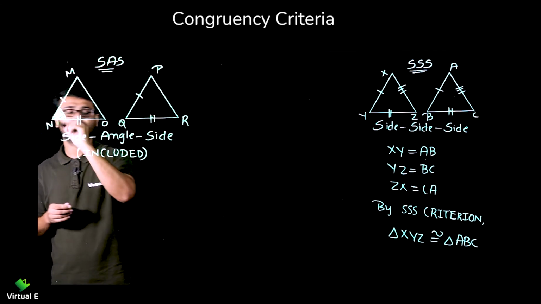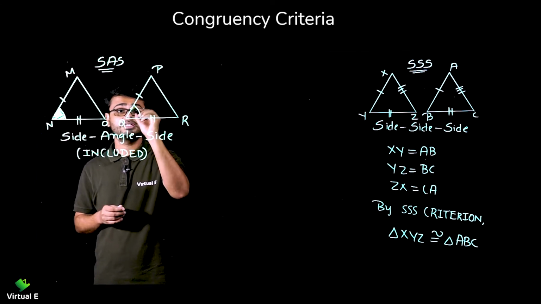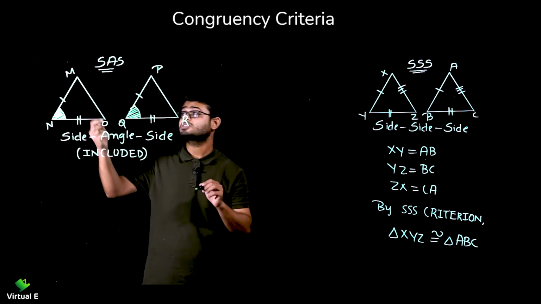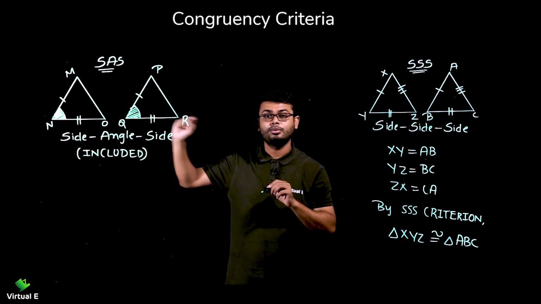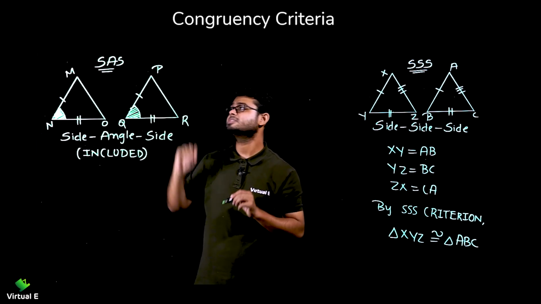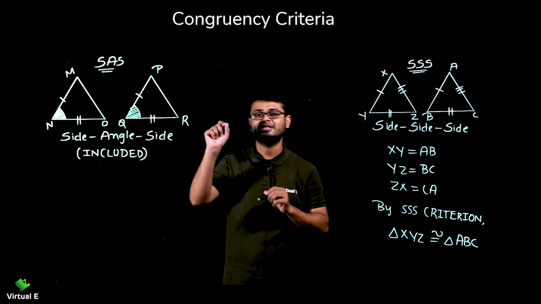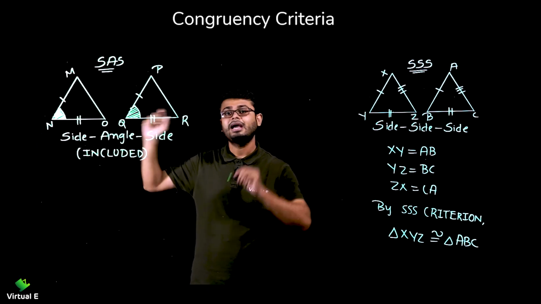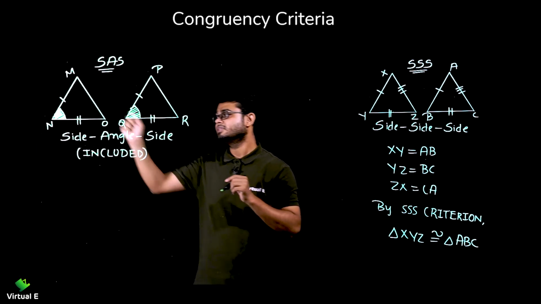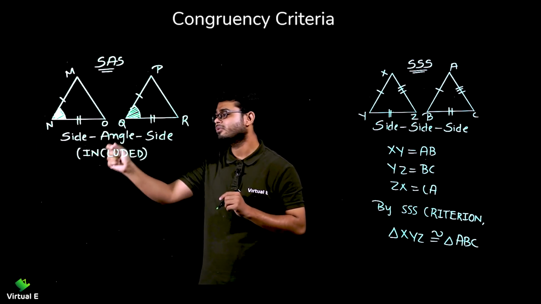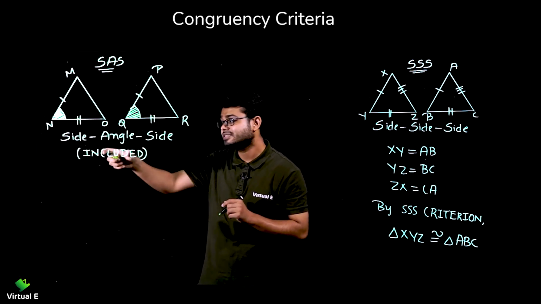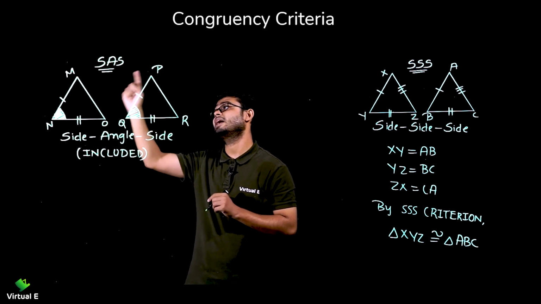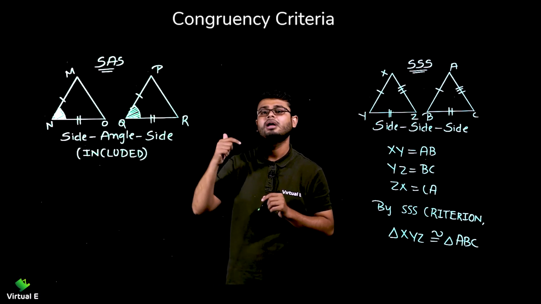Very important. Students do get confused that can I take any other angle? No, you cannot take it. We cannot say that angle M is equal. No, that is not possible. That will not be considered as SAS criterion. Remember, two sides are equal and between them this angle should be lying. Then only we can say that included angle. That is the condition for included angle, and then only we can apply this SAS rule or criterion.